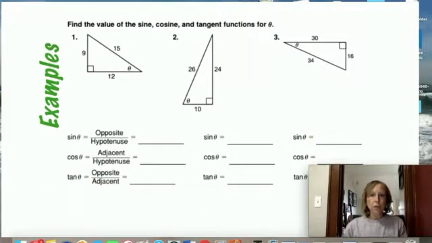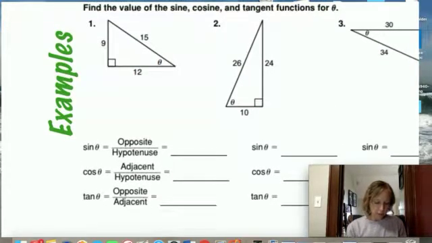Okay, so let's do some examples and practice finding these ratios. First one we'll do is number 1. Okay, let me switch colors. I don't really like writing in red that much. I haven't used green yet, but this pen size seems kind of large.